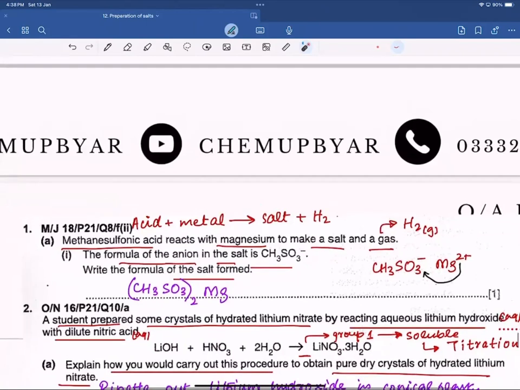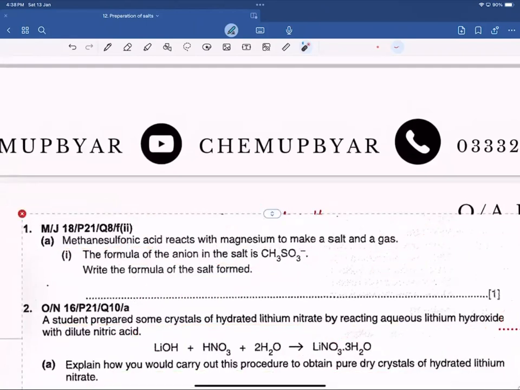The second method, if you see, second question: a student prepared some crystals of hydrated lithium nitrate. Lithium is in group 1, and we know that all group 1 salts are water soluble. By reacting aqueous lithium hydroxide with dilute nitric acid. See, nitric acid is aqueous and lithium hydroxide is also aqueous. So both are aqueous and the salt is also water soluble.